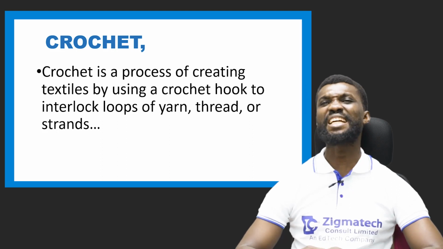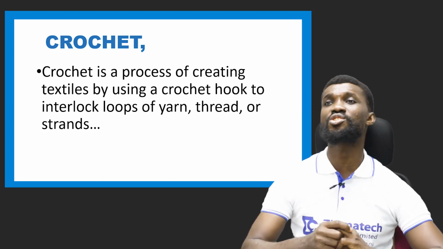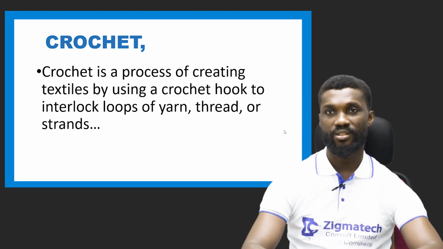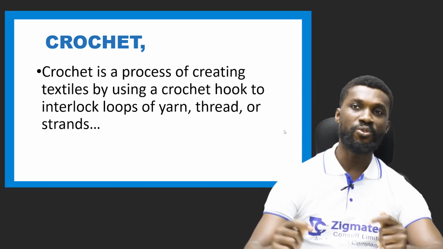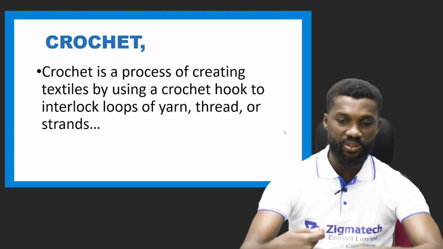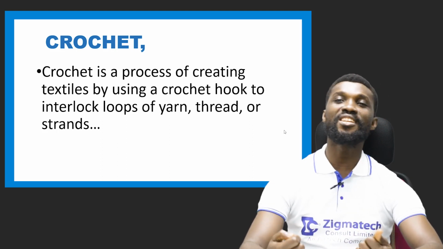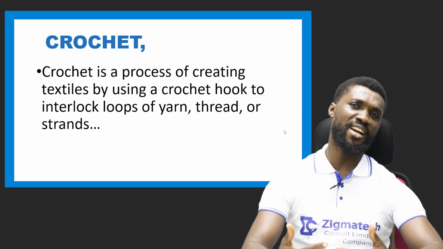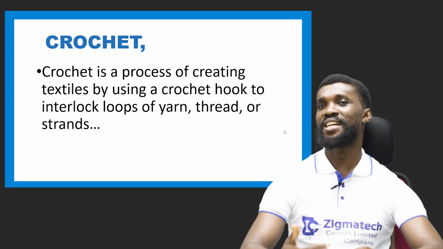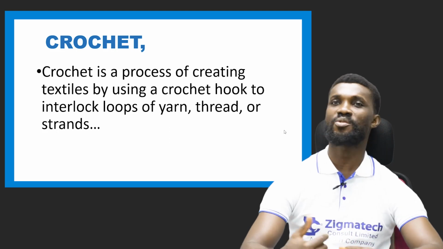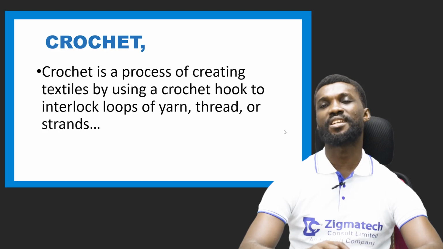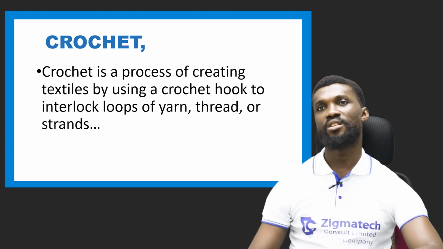Now the next one we'll look at is crochet. Crocheting is the process of creating textile by using a crochet hook to interlock loops of yarn, thread, or strands. So we use your crochet hook to interlock loops of yarn. Now all these are practical stuff. So in your school you can ask your teacher, "Sir, ma, can we do crocheting?" If she has the skill, she can actually teach you to make those things. Those are some of the ways you can actually make some textile works for yourself.